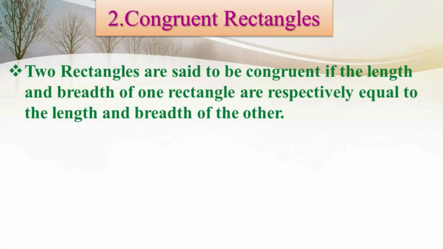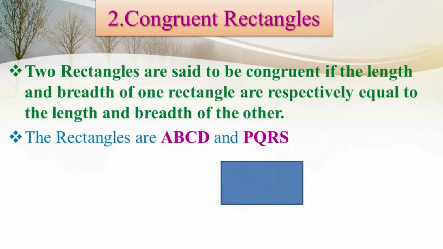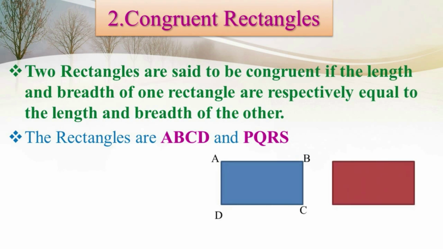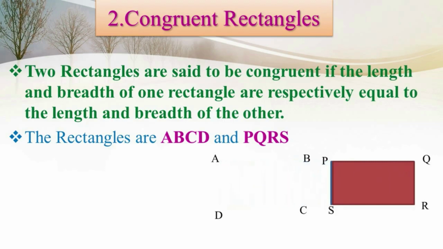Concurrent rectangles. Rectangle is another type of quadrilateral. Two rectangles are said to be concurrent if the length and breadth of one rectangle are respectively equal to the length and breadth of the other. Let the rectangles be ABCD and PQRS. We are doing the superposition method to find whether the rectangles are concurrent.